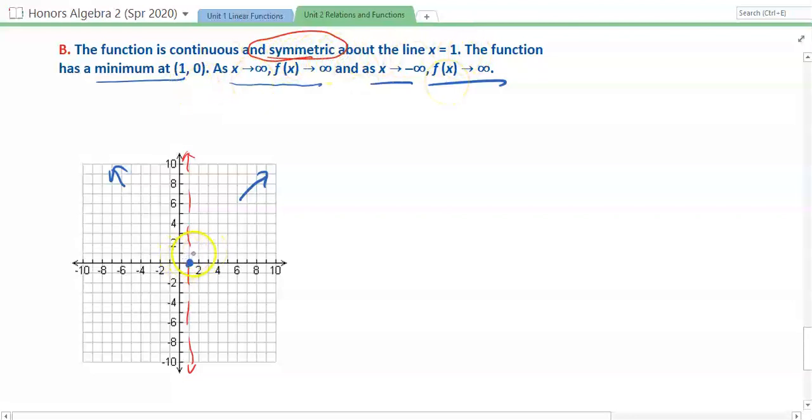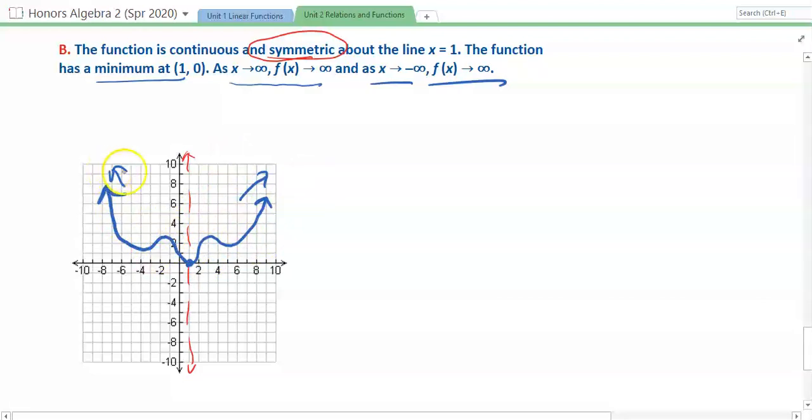So I could have some type of graph that looks like so. Now, again, it's got to be symmetric, so I've got to mirror this out this way as well. And so I could have any kind of graph that I want in here. Again, it could just be a nice little v, it could be a parabola, or it could be some other powered function that we have in the end.